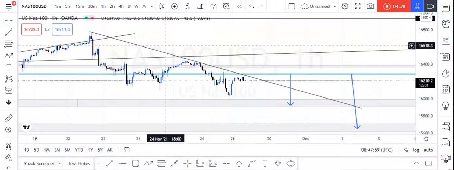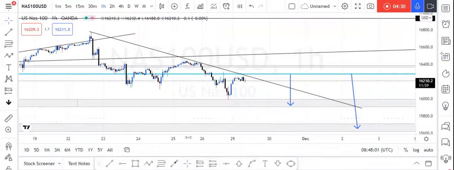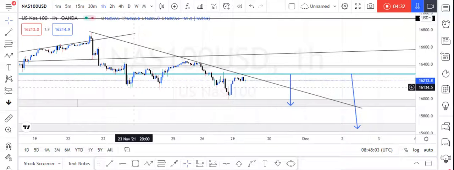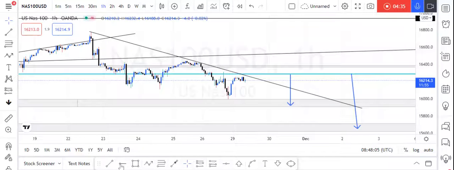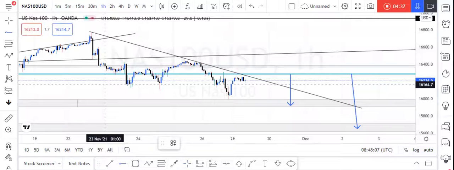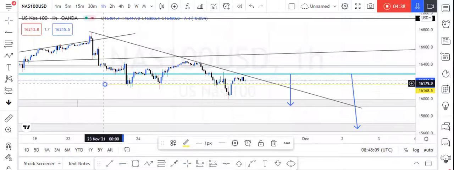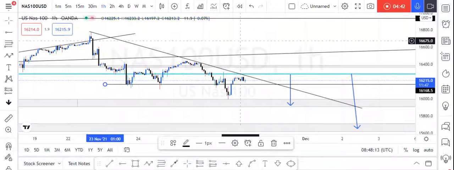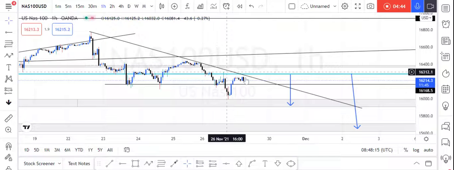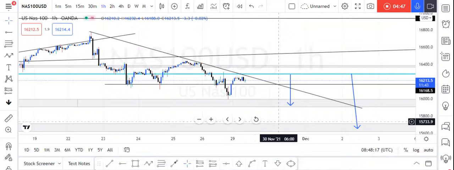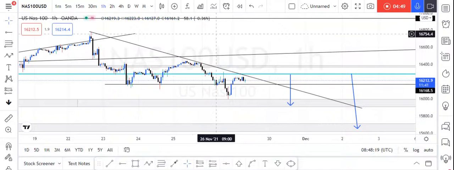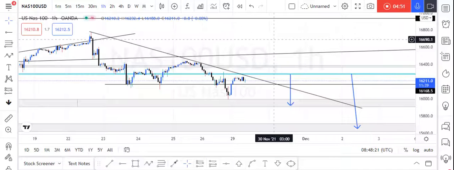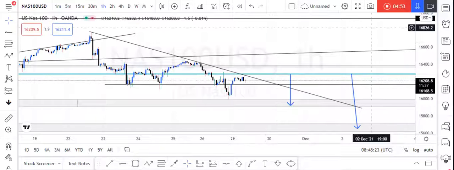You know how volatile NAS is. We'll look at the US Open for further indication. Currently we are trading at a level of support. It's failing to break. So break below, retest, and then continuation to the downside. So that's my take on the Nasdaq 100.